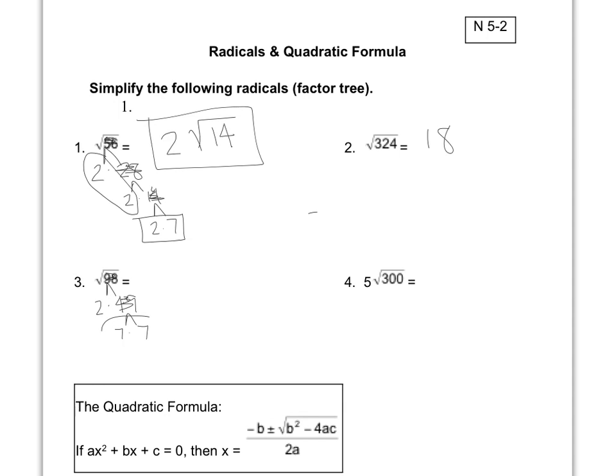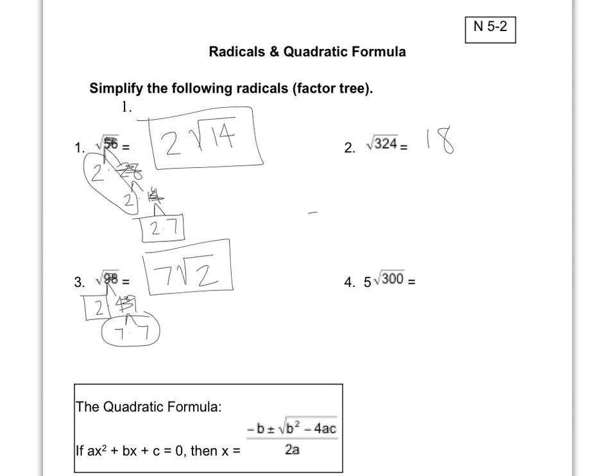We're circling our pairs, and that's the number that we will bring on the outside of the radical, so that's 7. And then I want you to box in anything that you do not have a pair of, and then that will stay under your radical. So 7 square root of 2 should be the same thing as square root of 98.